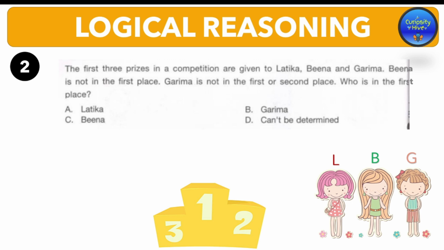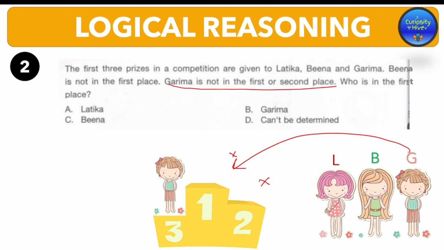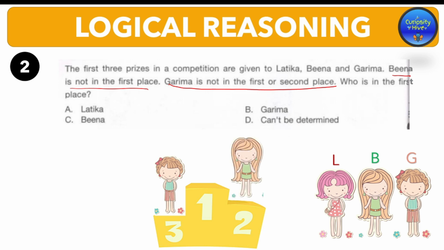So we have that Garima is not in the first or second place. So Garima is neither here nor here. That means Garima will be in the third place. Now let's come to Beena. It says Beena is not in first place. So Beena is not in first place. But what position is available is the second place. So Beena will be in the second place. Hence left is Latika, who will be in first place. So our answer is option A, Latika.